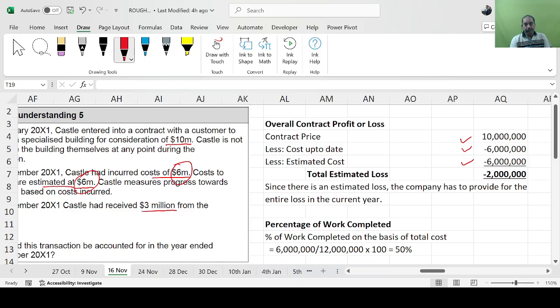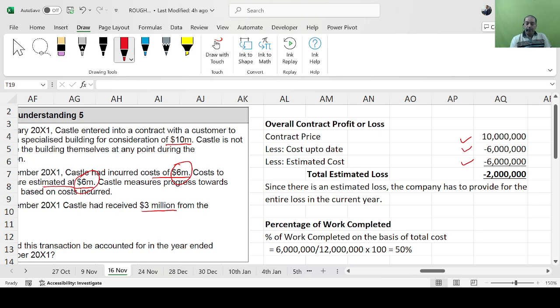It is a loss. Minus 2, it's a loss. So this loss has to be what we said. Revenue we will take if the total contract is giving us a loss. Revenue we will take proportionately, but loss has to be compensated for fully, wholly in the current year.